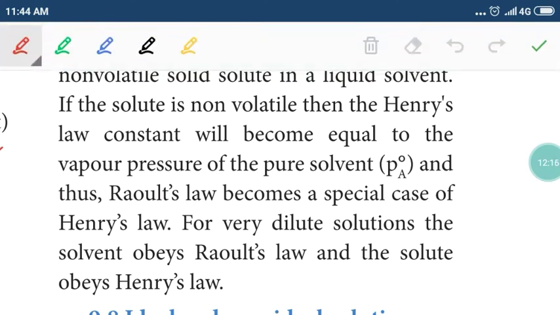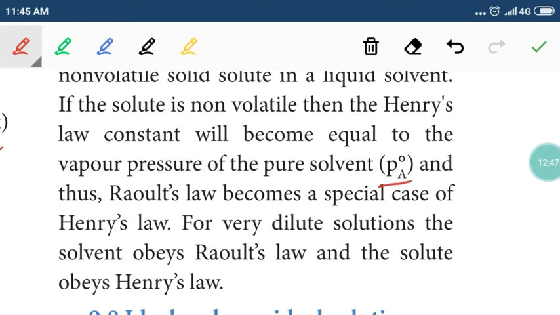So Henry's law deals with solutions prepared by mixing gaseous solute in liquid solvent. Raoult's law deals with solutions prepared by mixing non-volatile solute in volatile solvent. So this is the major difference. If you think about Henry's law, if the solute is non-volatile, both values will be equal. Kh value and P naught solvent, both values will be equal.